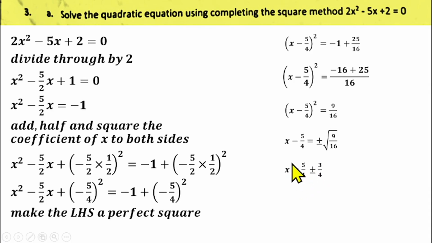And this means two statements. So this one gives us s equals 5 over 4 plus 3 over 4, or s equals 5 over 4 minus 3 over 4. If you find the LCM, you'll have 5 plus 3 over 4 or 5 minus 3 over 4. That should give us 5 plus 3 is 8 over 4, which gives us 2. 5 minus 3 is 2, and 2 over 4 gives us 1 over 2. So s is 2 or s is 1 over 2.